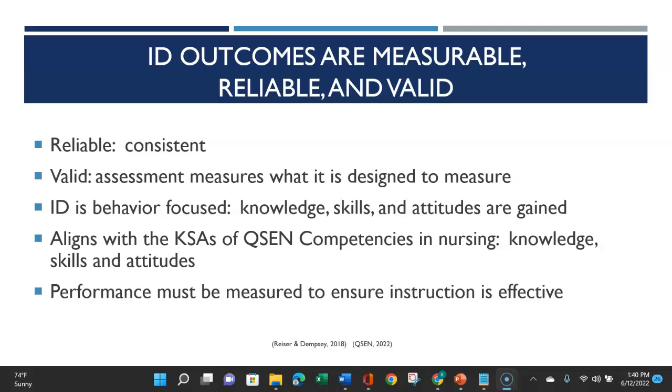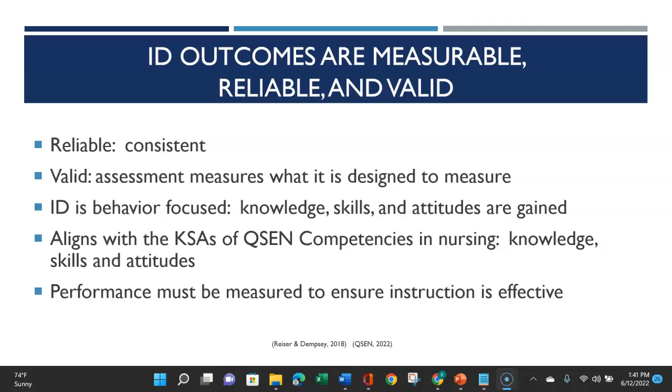Instructional design outcomes are measurable, reliable, and valid. So what does this mean? We should understand measurable as something that we can measure or qualify or quantify. Reliable just means that outcomes are consistent. And valid just ensures that we are measuring what we are supposed to measure.